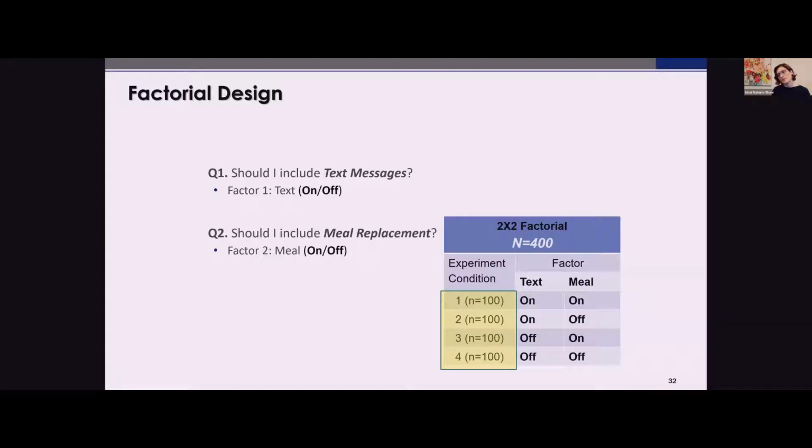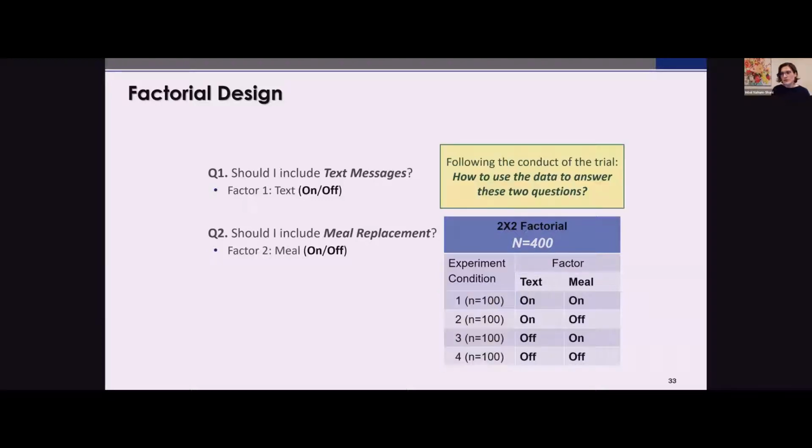So what do I do? Naturally, I will randomly assign these participants with equal probability into these 4 experimental conditions. So I would have 100 participants in each condition. Now let's assume that I conducted this trial and I collected the data, and my outcome is weight loss at the end of the program. The question is, how do I use the data to answer both scientific questions simultaneously?